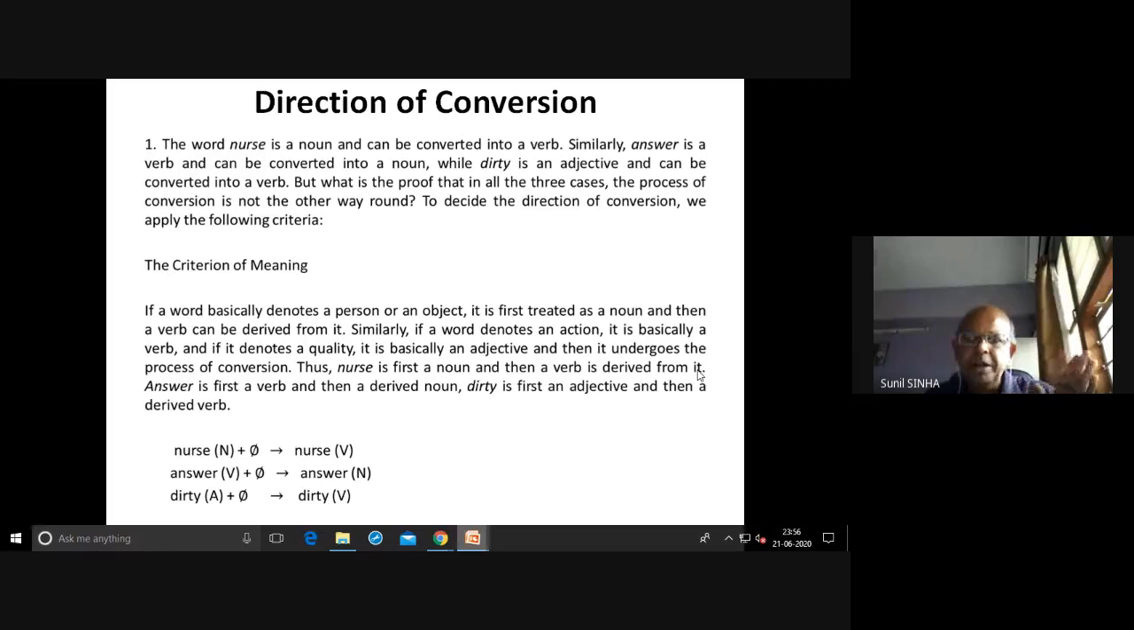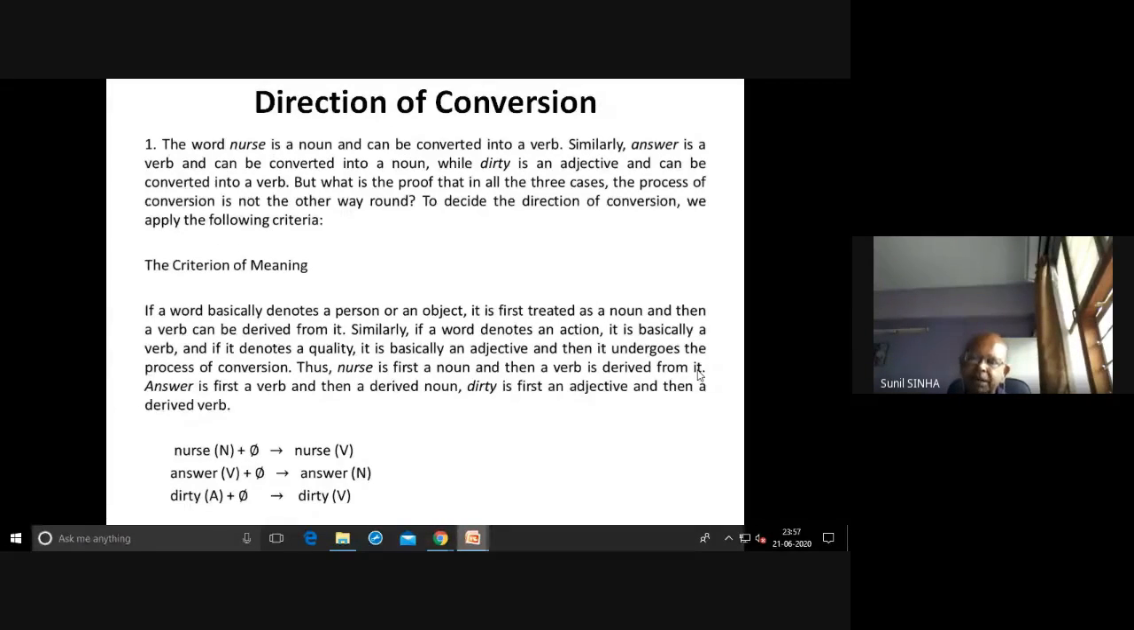Just listen to me. On the basis of the meaning, we classify the words. And if the basic meaning of a word tells us that this is a noun, then a verb that will be derived will be from noun. If the basic meaning of a word tells us that this is an action, then that word will be a verb, and anything that is derived from that word will be derived from the verb.